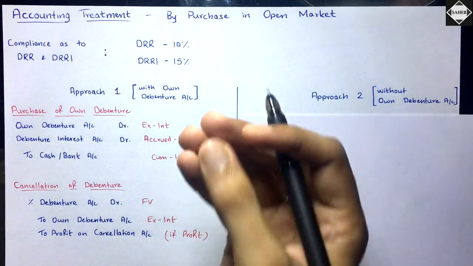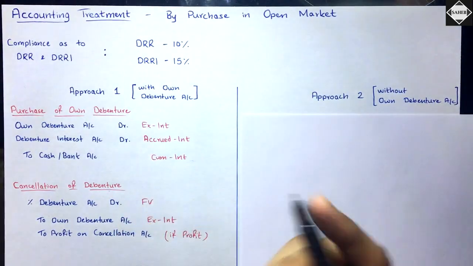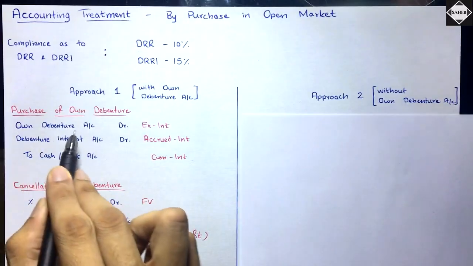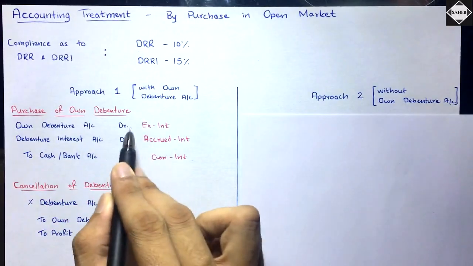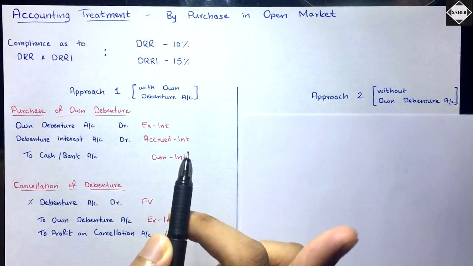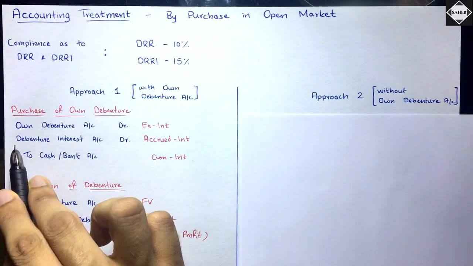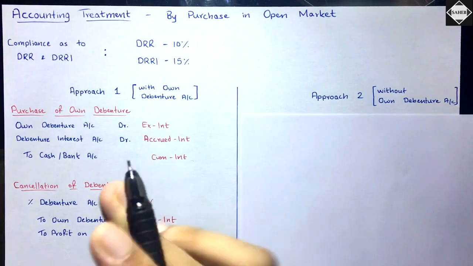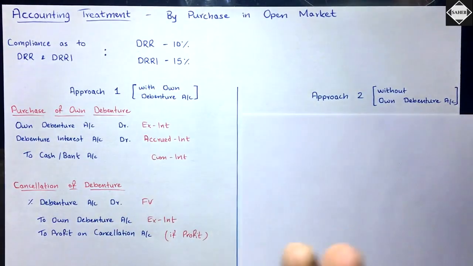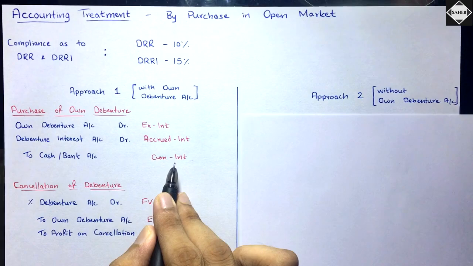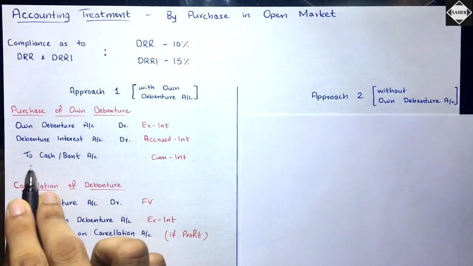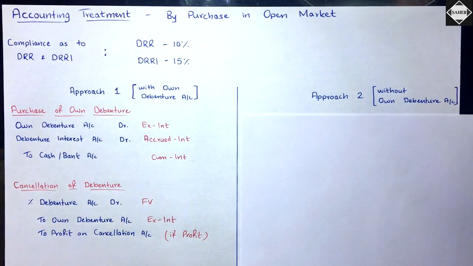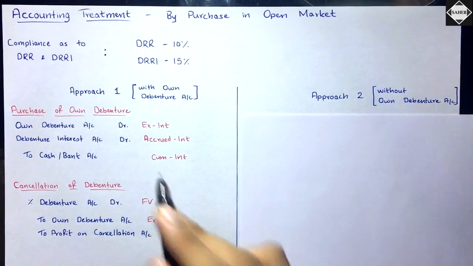See here, we have purchased our own debenture. So of course you have to take the name of own debenture account, debit, and you will take X interest price. We'll come to that in a minute. Yeah, and then you're going to debit debenture interest account, and that's called accrued interest price you have to take, and you are going to combine these two and pay that off. That is called cum interest price. And of course you're going to credit the cash or bank account. Is that clear? Now what is X interest, accrued interest, and cum interest?